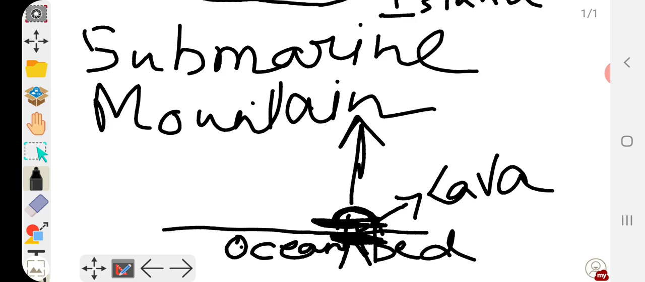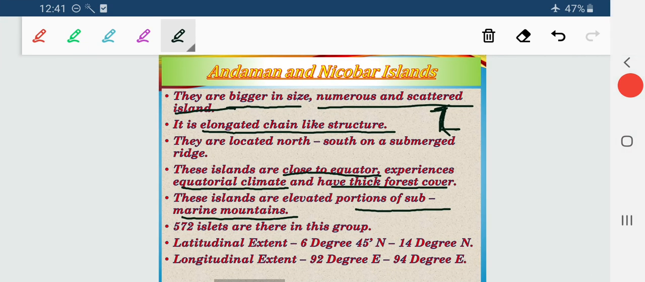So when such mountain structures are present over the ocean surface, it is termed as a submarine mountain. So island groups are elevated portions of submarine mountains.